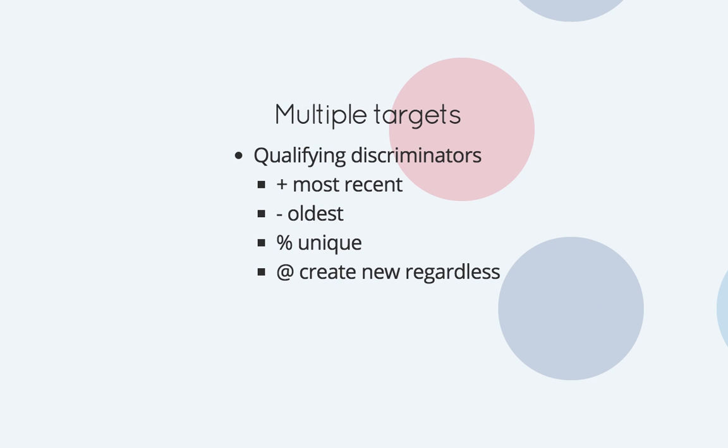But what if there are multiple targets? Well, if there are multiple datasets with the name sample01, we may want to specify the most recent or the oldest, or a unique one, in other words only import if there is just one dataset of a given name, or we may want to create a new one regardless and ignore any existing datasets of that name.